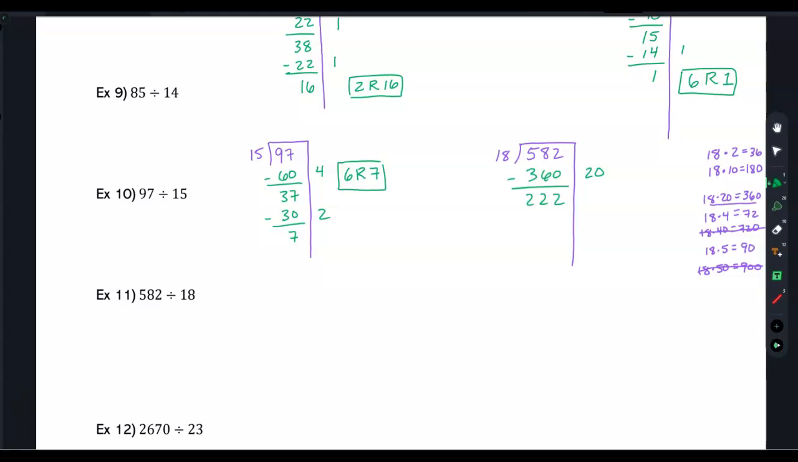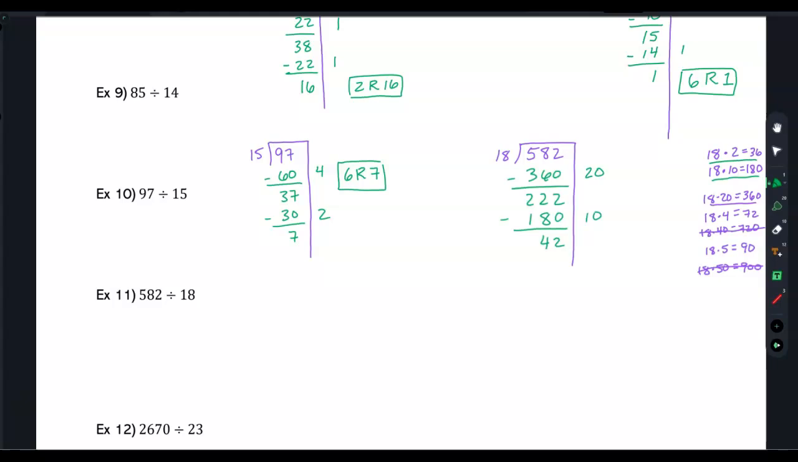So then let me look back at my list again and see, is there something that's pretty close to 222? 360 worked before, but it's not going to work again. 360 is too big to go into 222. Even though this one worked, I can't use it again. What would work? How about 180? If I subtract 180, that's really subtracting 18 10 more times. So if I subtract, I'm getting 42.